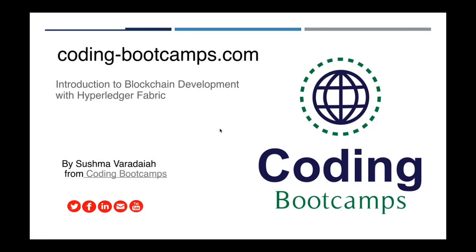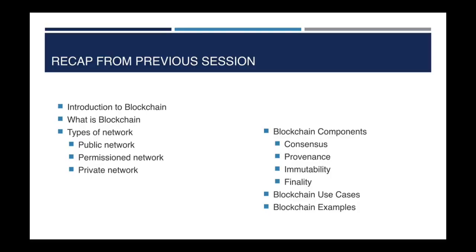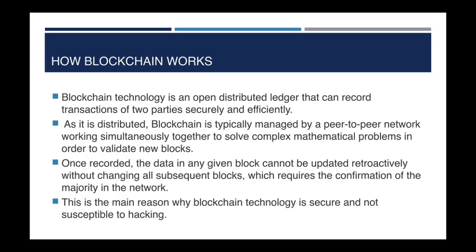Welcome back again. In this section, we are going to look into the anatomy of blockchain. In the previous section, we have learned what blockchain is, what are the types of network, what are blockchain components, use cases and examples of blockchain. In this section, we are going to see what blockchain structure is, what is blockchain lifecycle, smart contract, different types of consensus algorithms, players in blockchain, etc.